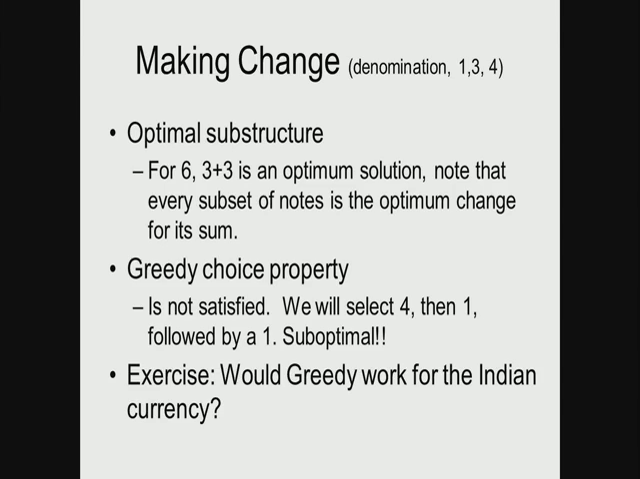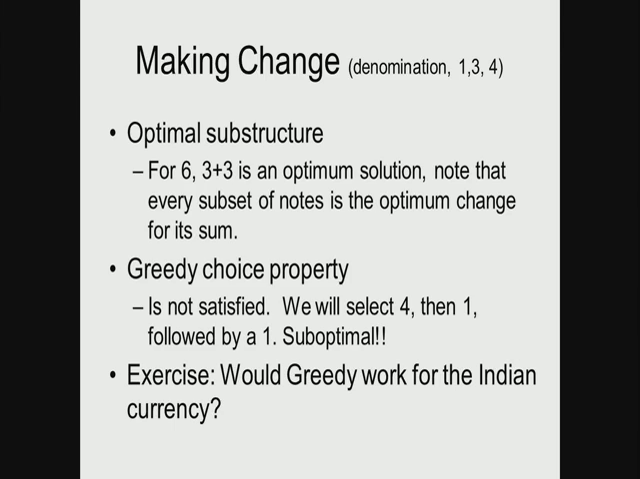We have already observed that if the denominations are 1, 3 and 4 respectively, if you take an optimum solution, let us take the optimum solution for 6 in this example, which is 3 plus 3, note that every subset of nodes is the optimum change for its sum. So in this case, every subset is just the node 3 itself, which is the optimum change for itself. So this is easy. The greedy choice, on the other hand, is not satisfied. As we have already seen, we will select 4, then we selected 1 followed by a 1, and this turned out to be suboptimal. So we repeat this exercise.